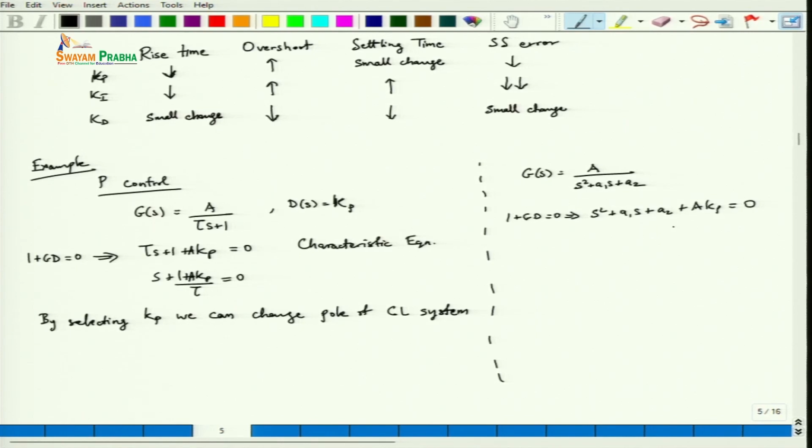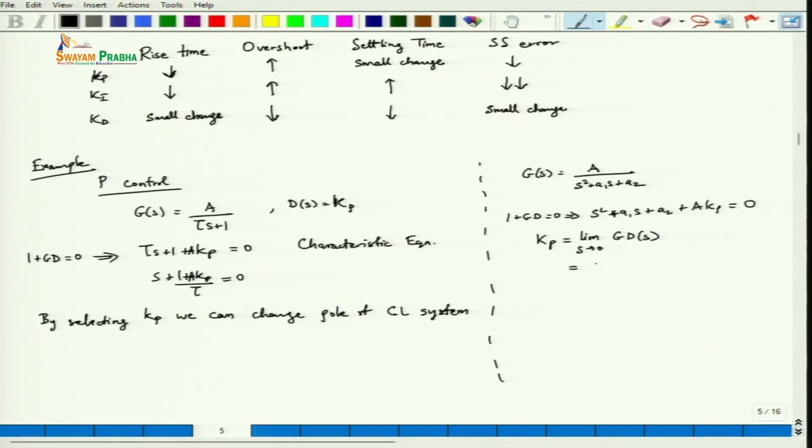So there are two roots of this equation and Kp only influences one coefficient. So we cannot place these poles as we desire because only one coefficient is affected. Also in this scenario, if we calculate the error constant, that's basically the limit as s tends to 0. Since this is a type 0 system, we will have G(s).